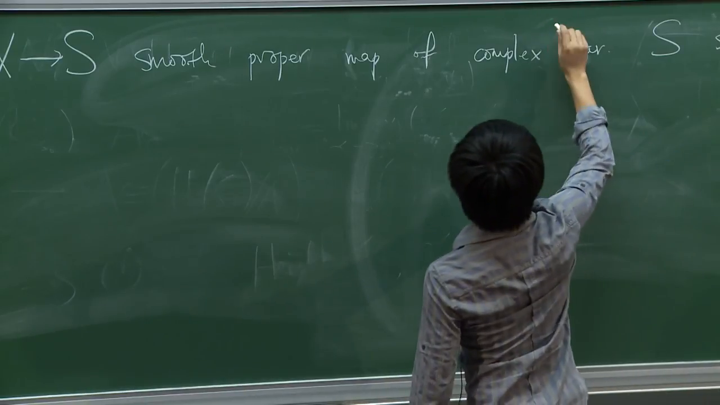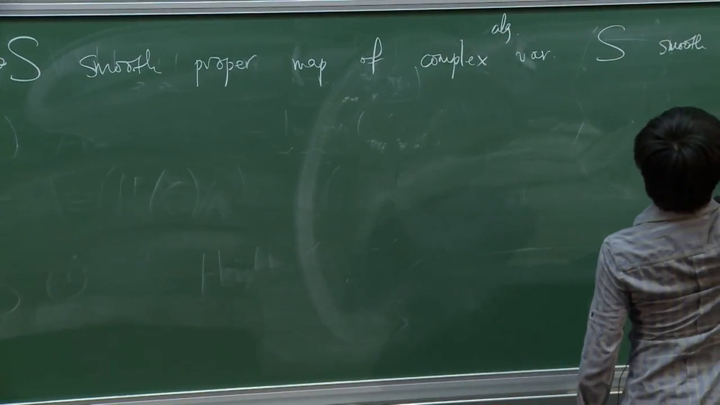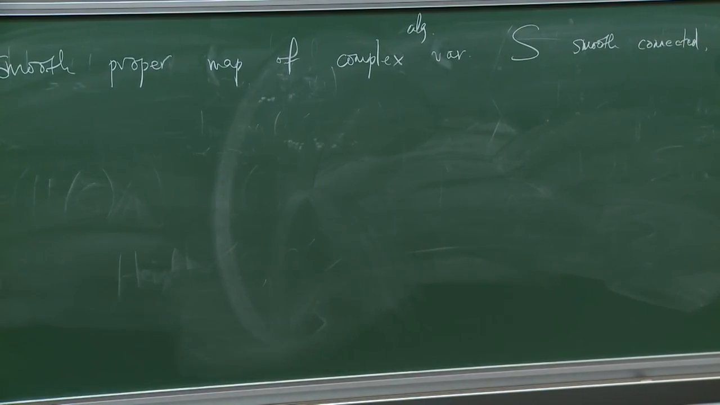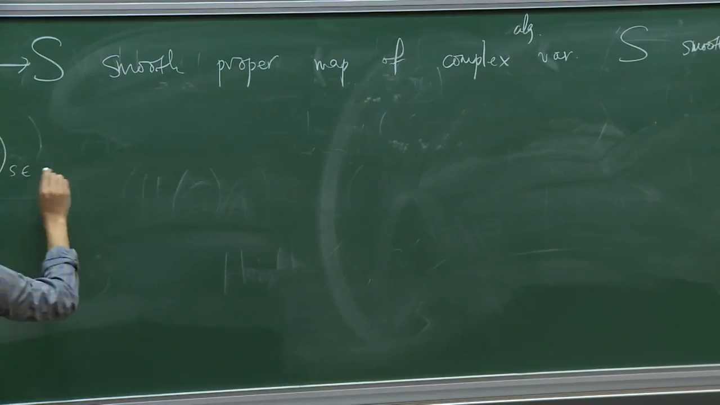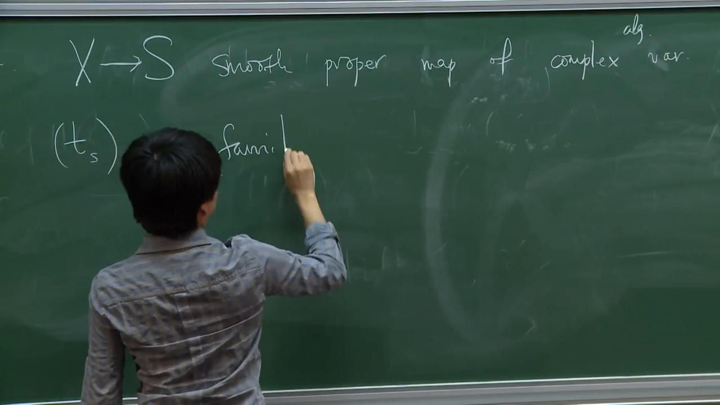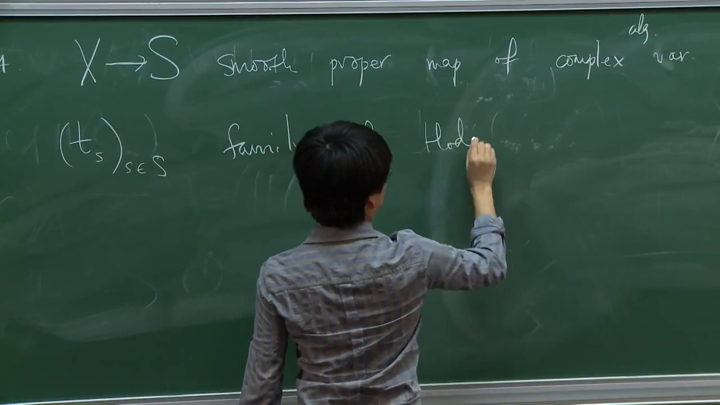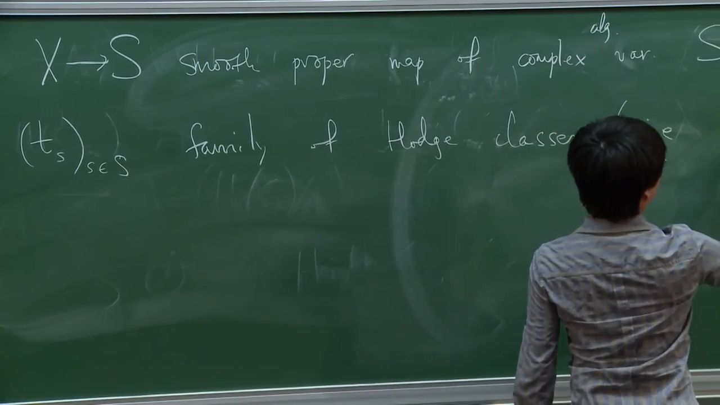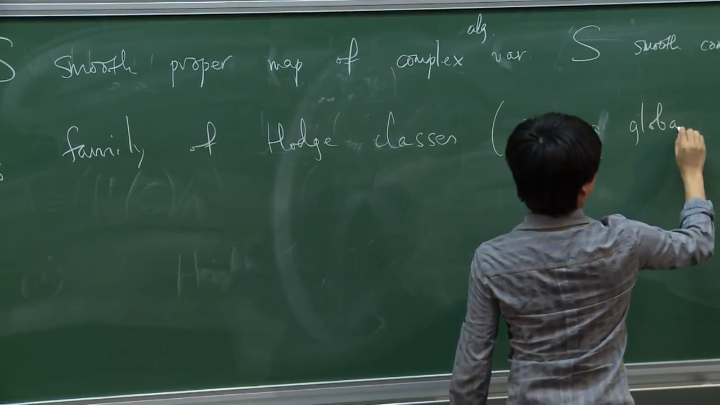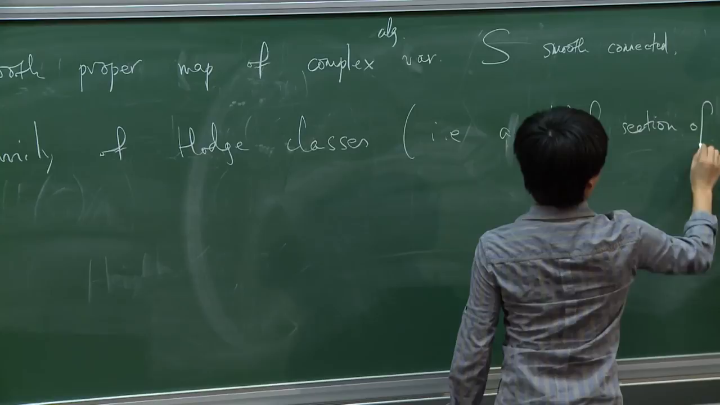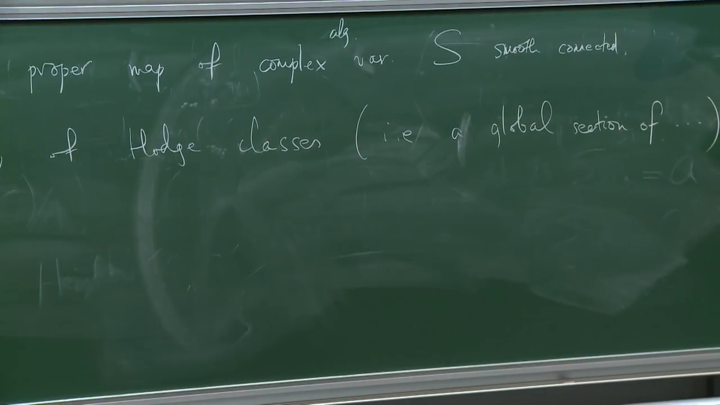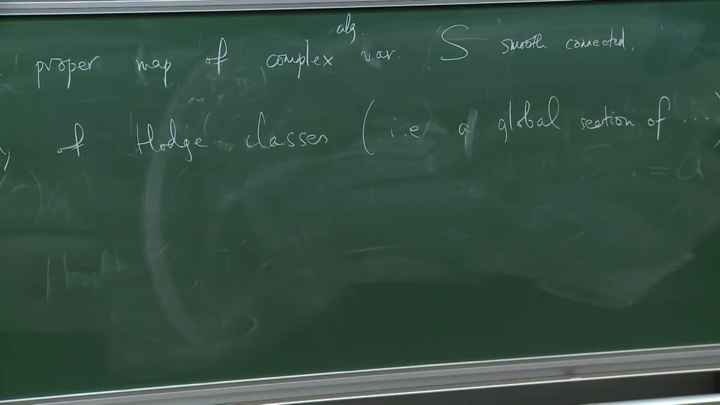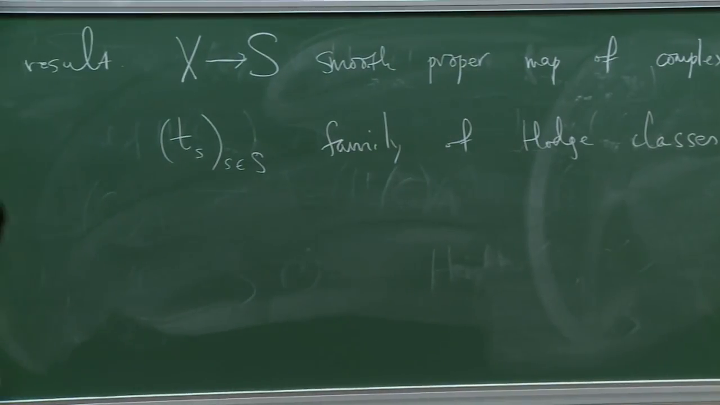S is connected. Then if you have a family of Hodge classes, I checked the book, which says it is a global section of some sheaf on S, which should be horizontal with respect to the Gauss-Manin connection.